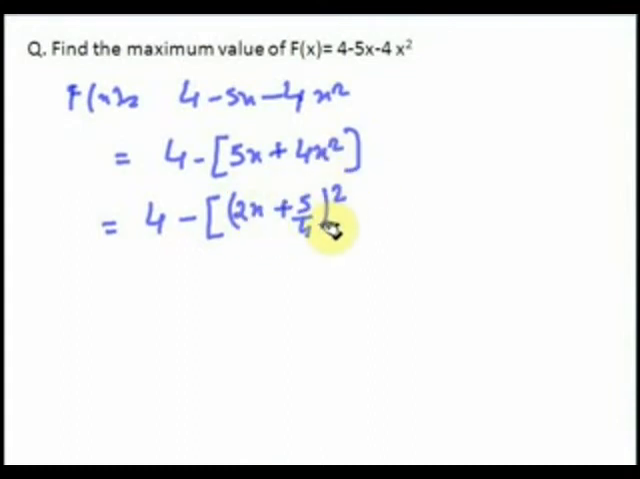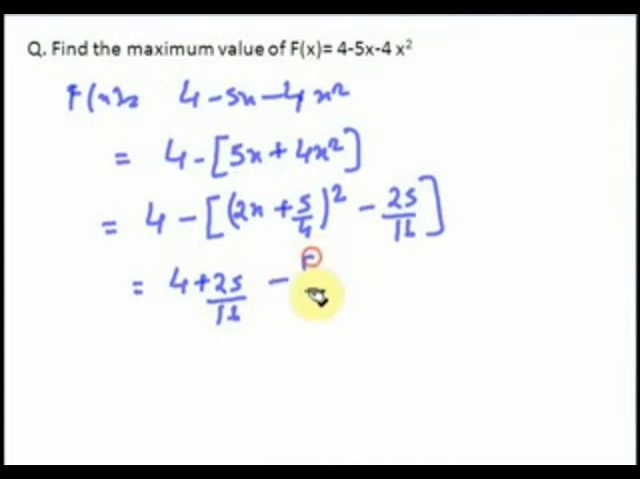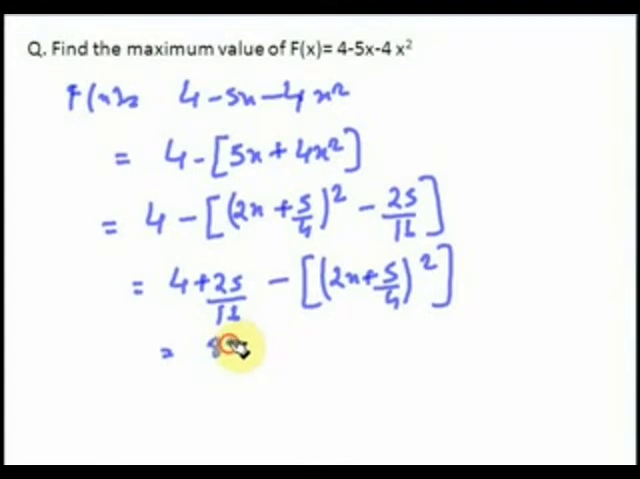5 by 4 into 2x into 2. So this term and this term will cancel out and we will get 5x plus 25 upon 16. So we have added an extra term, so we have to remove this term. If we expand it, we will get 4 plus 25 upon 16 minus 2x plus 5 upon 4 whole square. If we solve this, 16 into 4 is 64 plus 25, that is 89 upon 16 minus 2x plus 5 upon 4 whole square.